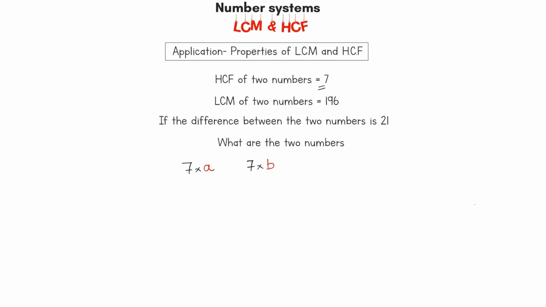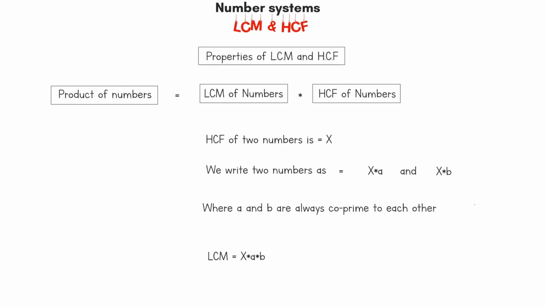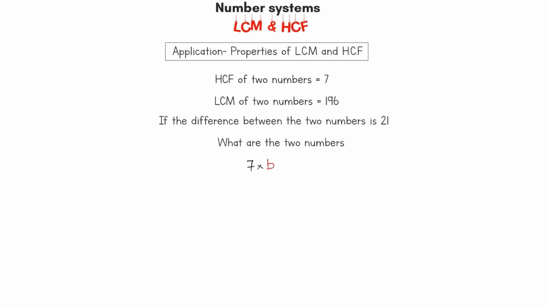How do I do that? If you can remember the previous property, HCF of two numbers is x. We can write the two numbers as one number to be x into a and the other number to be x into b. So my x now here is 7. So I can write 7 into a and 7 into b as my two numbers. That's what I did here. So I already know what the two numbers are. One number is 7a and the other number is 7b. All I need to do is get the value of a and b, and I'll come to know what the two numbers are.